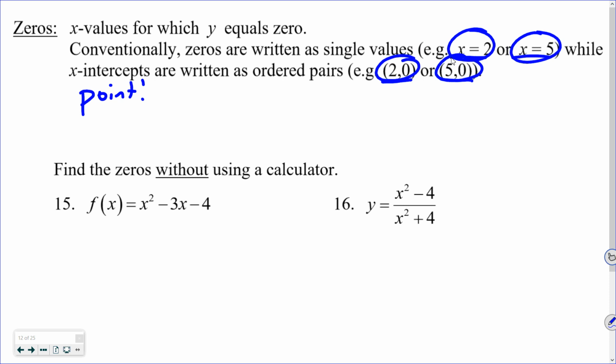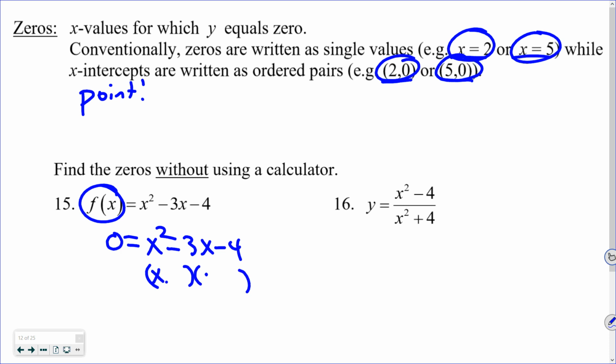Okay, 15 and 16, we found zeros using the calculator in the last section. We're going to find them without it now. So to find the zero, I want to find out what makes y or f of x equal to 0. So I'm going to plug 0 in for that left side. And then I'm just solving this equation. Hopefully you remember how to do this. If we want to solve a quadratic, the easiest way is by factoring it. x and x, I want the factors of -4 that add to -3. So it'd be a -4 and a +1. Right? I multiply them, I get -4, I add them, I get -3.